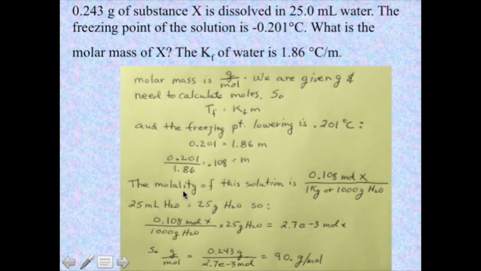So molality is defined as 0.108 moles of X per 1 kilogram or 1,000 grams of water. And here we're talking about 25 milliliters of water. So if we multiply our molality with the mass of water in kilograms, the 25 grams of water that we have, we get 2.7 times 10 to the minus 3 moles of X. So now we have grams, we have moles, we divide one by the other, we get 90 grams per mole.